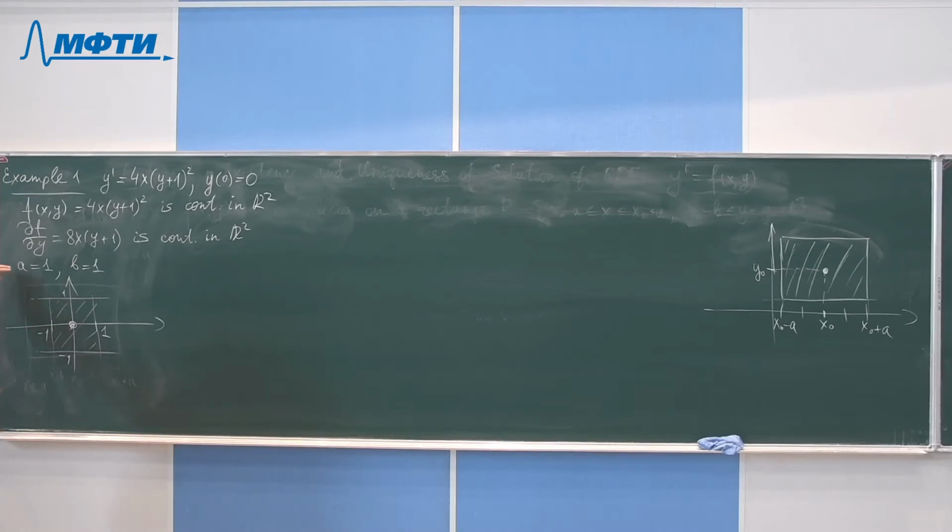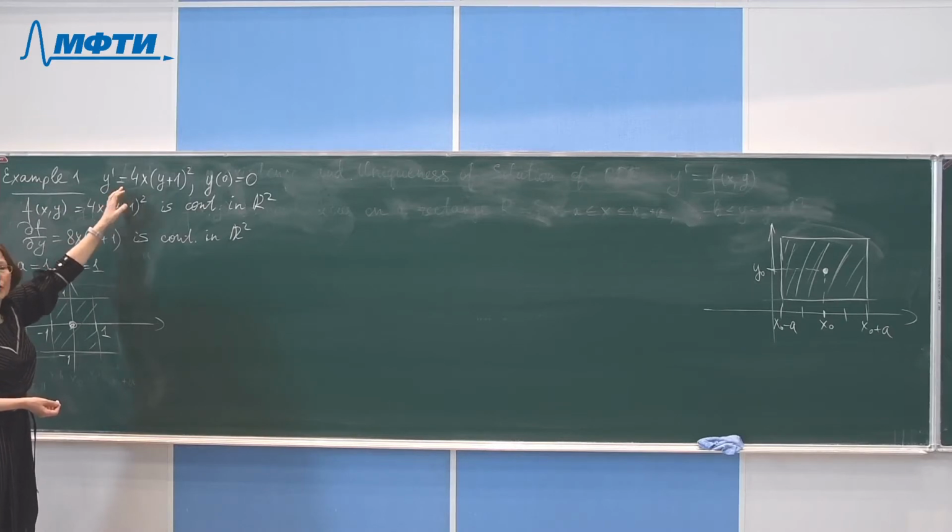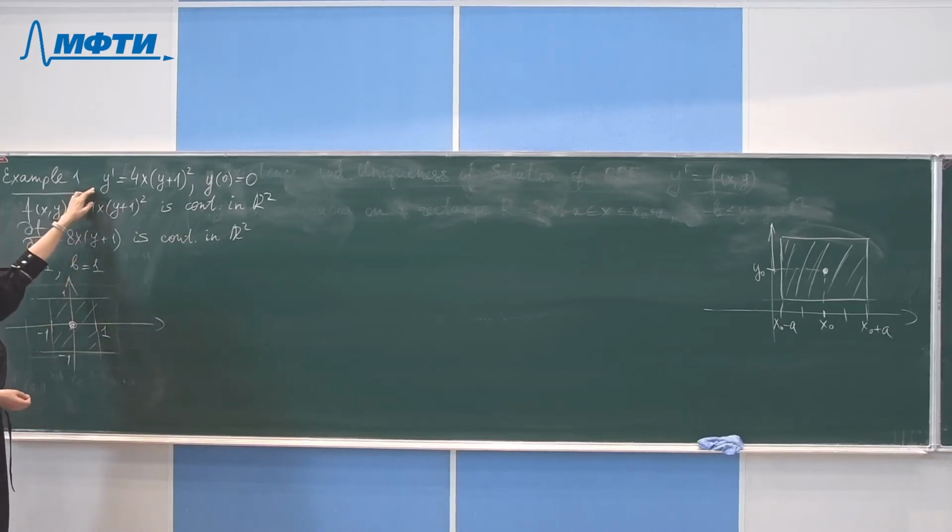And now we want to see why we can't choose h to be equal to 1. Let's try to use this theorem. Let's solve this differential equation. This differential equation is separable, and it can be solved explicitly. We can find the exact equation of the solution of this differential equation, and see why h should be less than 1.